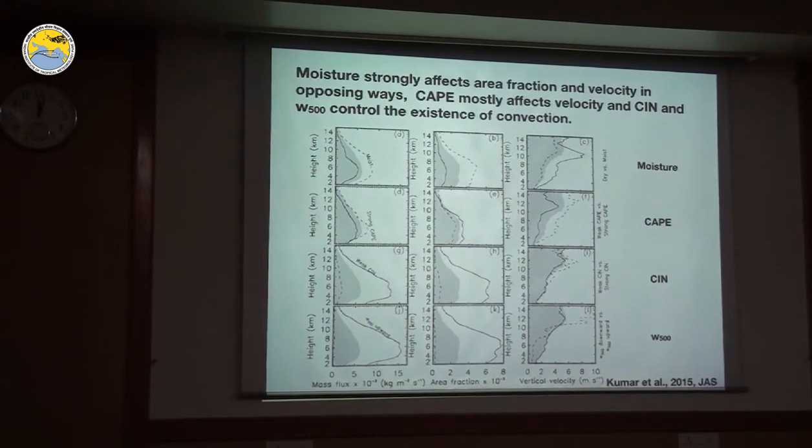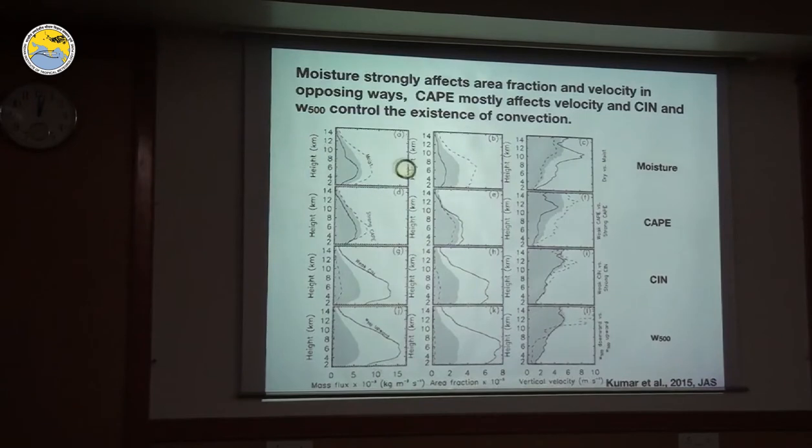Okay, that we may buy. But what's interesting about this is actually there's compensating effects between the area and the velocity with moisture. So as the atmosphere gets moister, the area fraction goes up, right? So more of the area is convecting. That's what we would expect. But the vertical velocity has the opposite. So the vertical velocity is weaker when the atmosphere is moist than when it's dry.